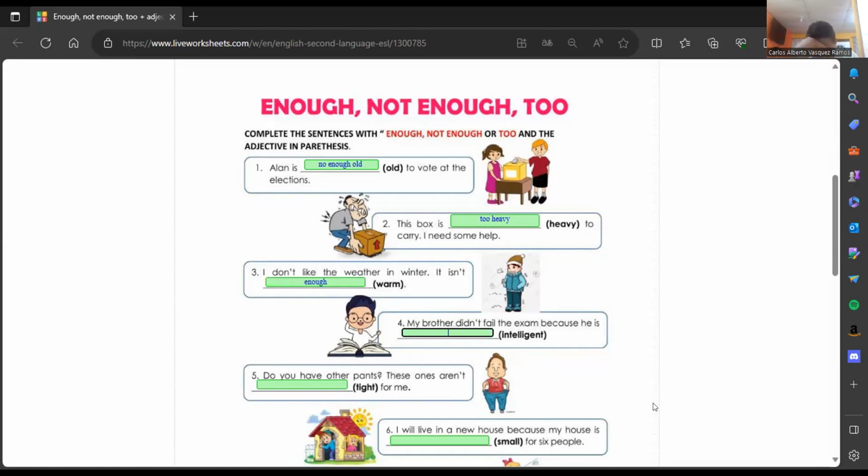He is too expensive. He is too, no, he is, él es, intelligent. So intelligent. No, porque no, él es demasiado inteligente. Too intelligent.